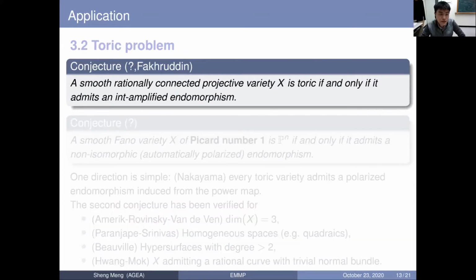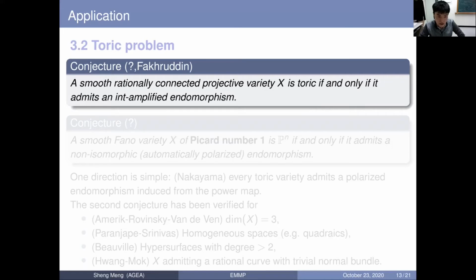A second application is a bit more rigid. The first conjecture was probably proposed by Fakhruddin. He said that a smooth rationally connected projective variety is toric if and only if it admits an int-amplified endomorphism. So note that here it is if and only if.